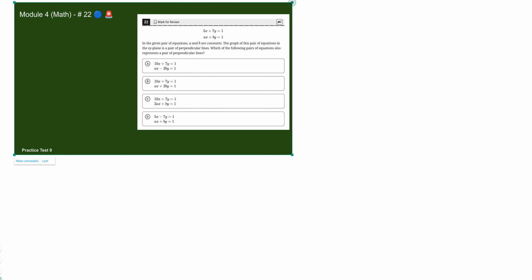It says, in the given pair of equations, A and B are constants. The graph of the pair of equations in the xy plane is a pair of perpendicular lines. Which of the following pairs of equations also represent a pair of perpendicular lines? All right, so let's see here.